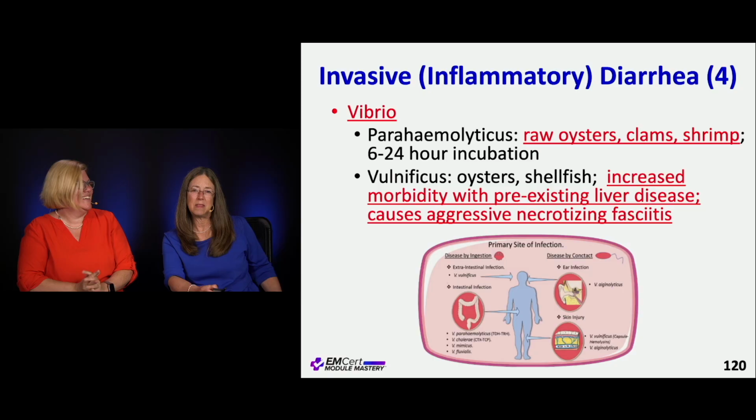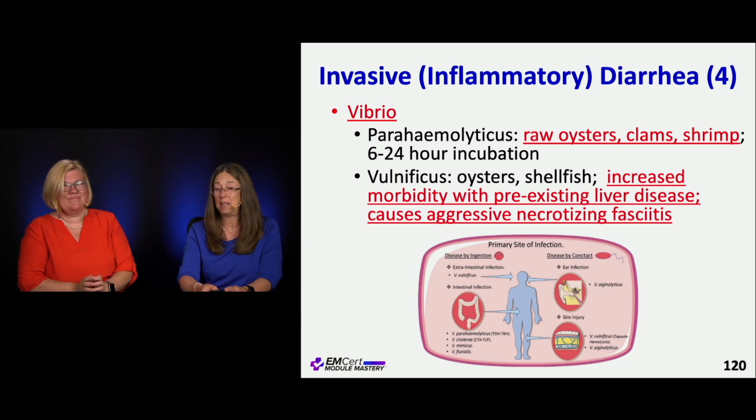And the thing is, you think of this as an invasive diarrhea, except that if you have liver disease and you get vulnificus, you can end up with an aggressive, disastrous necrotizing fasciitis that basically kills you quickly. It gets through the liver cells and out into the bloodstream, and then it settles in weird places, like a patch on my side and a patch on my thigh, and this can be pretty devastating.